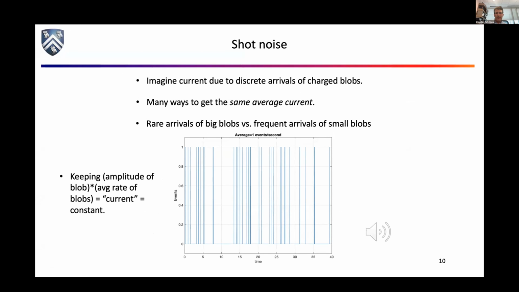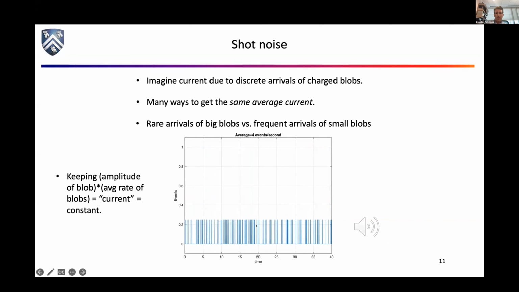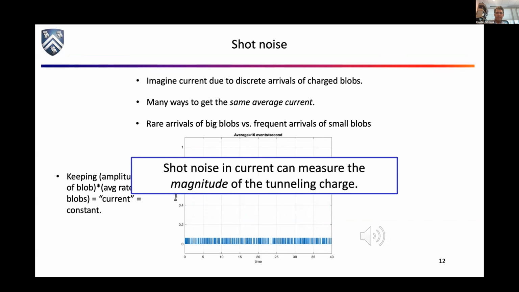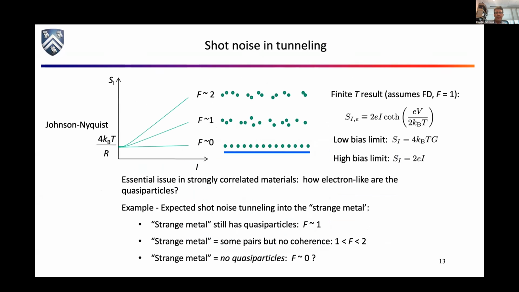There's some clicking associated with the discrete arrivals of, say, big blobs of charge. But then you can imagine having smaller blobs of charge coming more frequently and having the same average current. And then you can imagine having a really fine mist of charge, right, where the current fluctuations are now a lot smoother because the individual charge carriers carry less charge, right? So in certain experiments, shot noise can measure the magnitude of the tunneling charge. That's not exactly what we're doing here, but that's the idea.